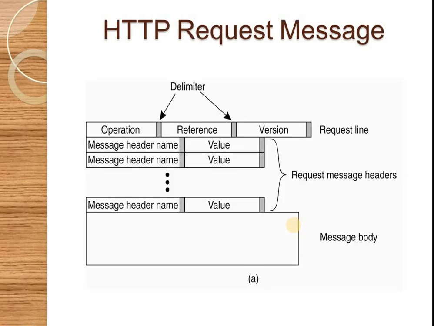HTTP request message. Figure shows the HTTP request message. All communication between client and server takes place through messages. A request message consists of three parts. The request line is mandatory and identifies the operation that the client wants the server to carry out, along with the reference to the document associated with the request. A separate field is used to identify the version of HTTP the client is expecting.